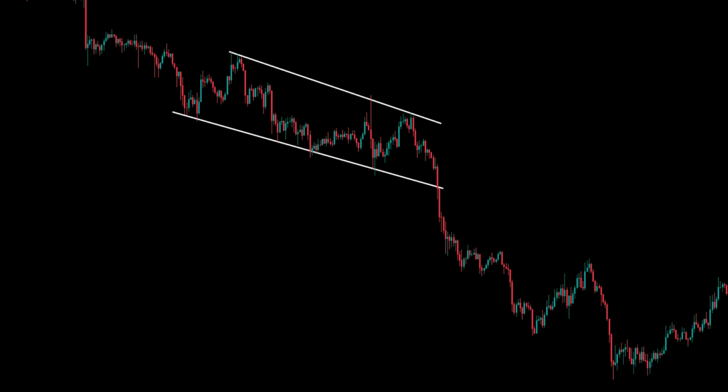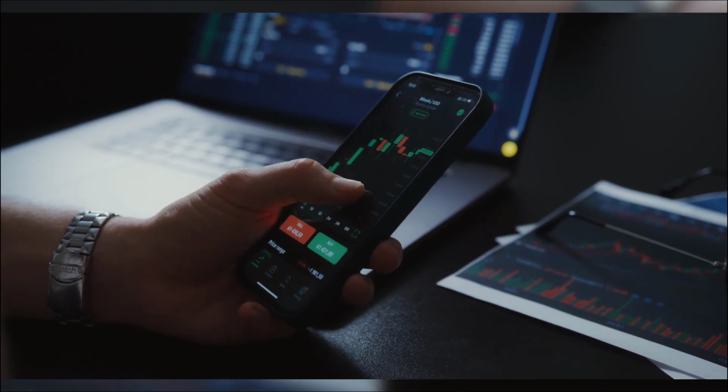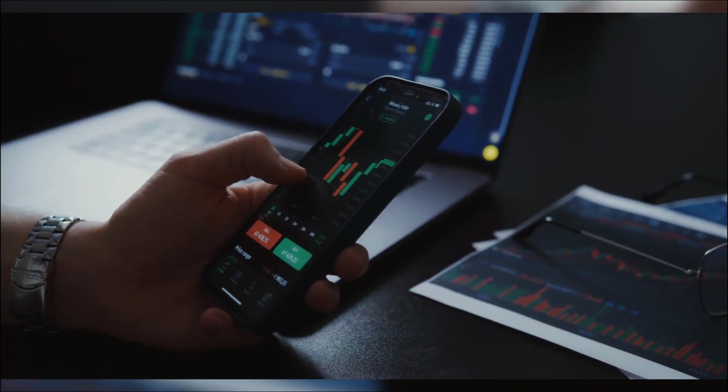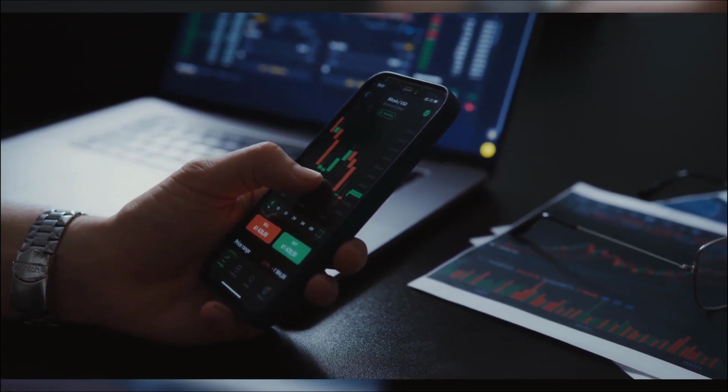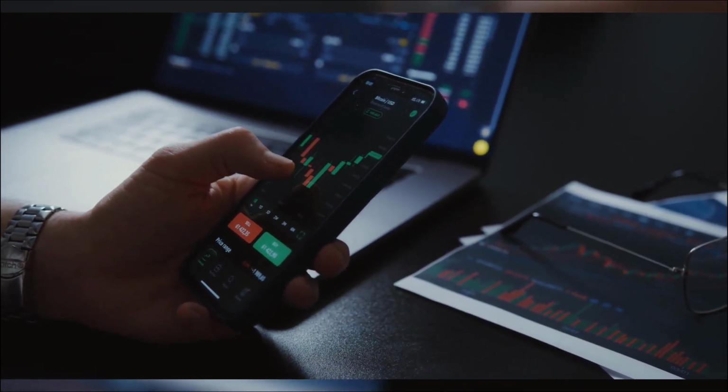So, if you prefer short buy and sell positions, then you can, for example, trade on the 1-minute time frame. But if you prefer longer-term swing trade positions, then you can, for example, trade on the 4-hour time frame or the daily time frame. That's it for this video.